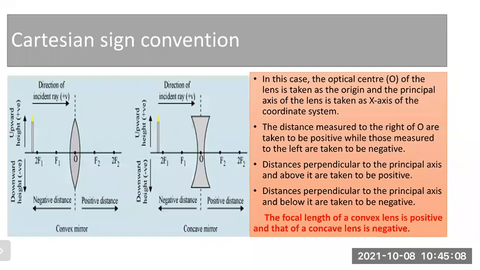Got it? And the focal length of a convex lens is positive, and that of a concave lens is negative. And always the object is kept on the left side of the lens. So this is about the Cartesian sign convention that we have seen.